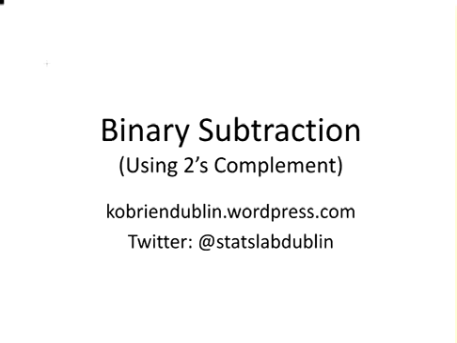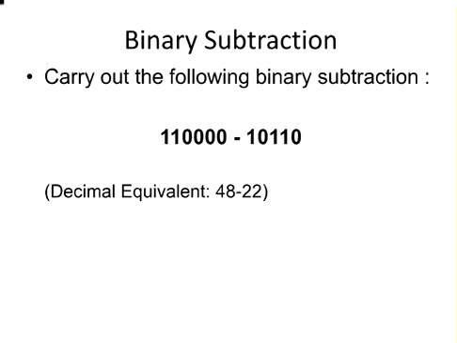In this presentation, we're going to look at binary subtraction using the 2's complement approach. There's an alternative approach called the borrowing approach that we could also use, but in this presentation we look at 2's complement only. So what we're going to do is carry out the following binary subtraction: 1 1 0 0 0 0 minus 1 0 1 1 0. The decimal equivalent of that is 48 minus 22. Our answer should come to 26.